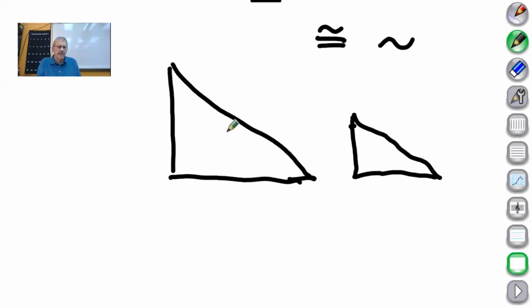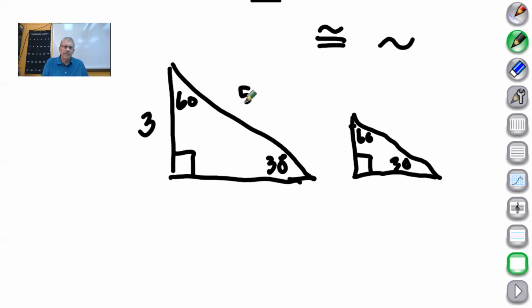So these are basically similar triangles. They both have a right angle. Maybe this angle right here is 30 degrees. This angle right here is 60, so that would give us 180. And let's suppose we knew this side right here. Let's call this side 3, and this side right here was 5. And maybe this side we even know is 4. The 3, 4, 5 right triangle. So maybe this side right here is 12.